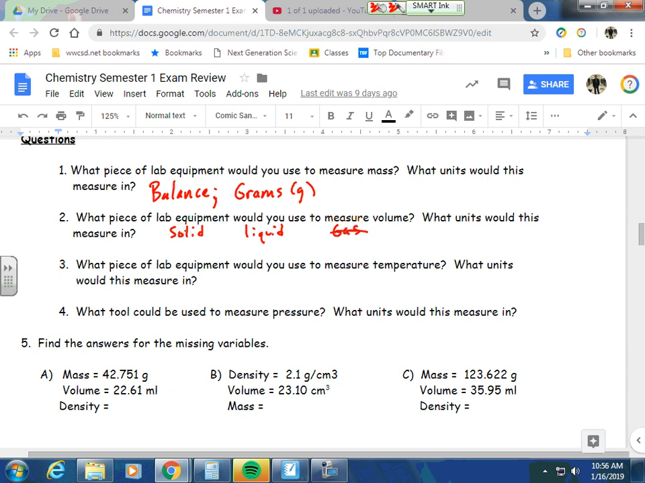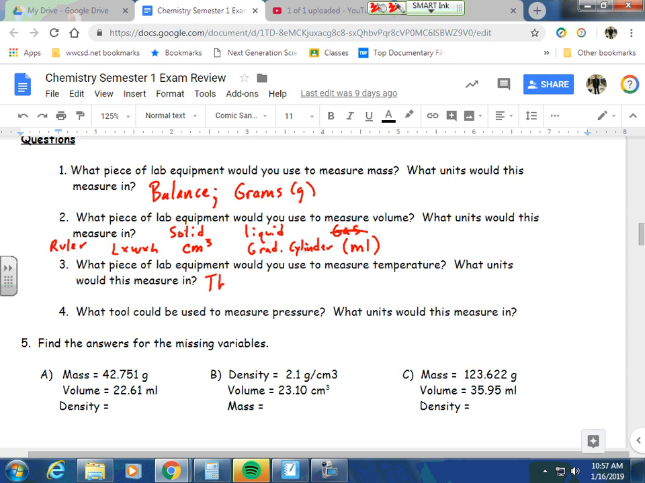So solid, it depends on the solid. Like we could measure three sides, do length times width times height, which would give us units called centimeters squared. So that's using a ruler, okay? But sometimes we have solids that aren't regularly shaped. And the solids that aren't regularly shaped, like it doesn't have three regular sides, we find the volume of those the same way as liquids. We use a graduated cylinder. And if we use a graduated cylinder, we're probably going to be dealing with units like mLs, milliliters.